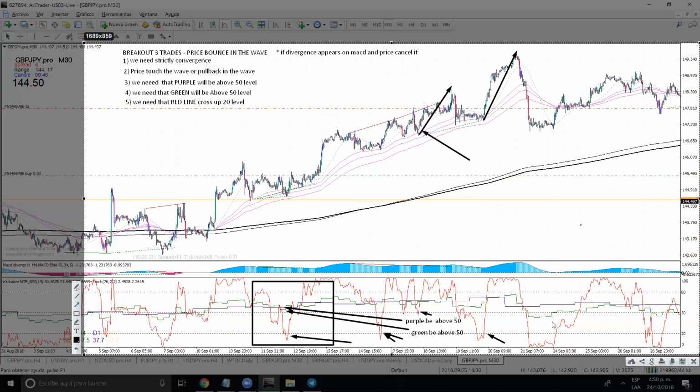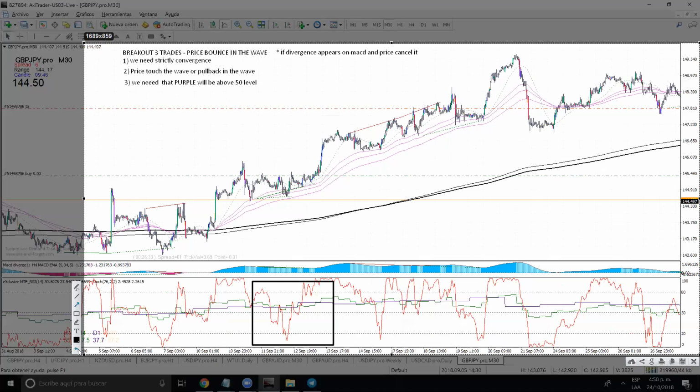Okay, when you are overbought, it is the same, directly, weekly. It is very, very important. So this is the kind of trade we do with breakout 3. Now we're going to watch breakout 4.